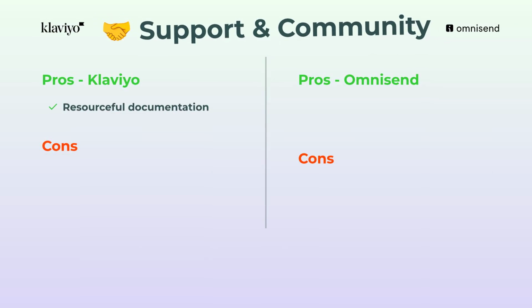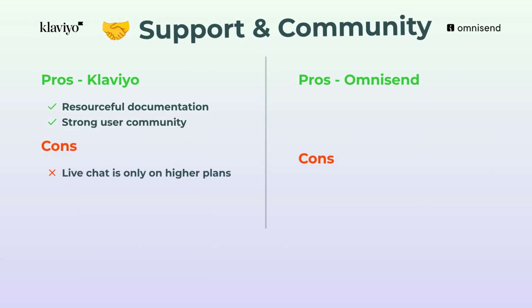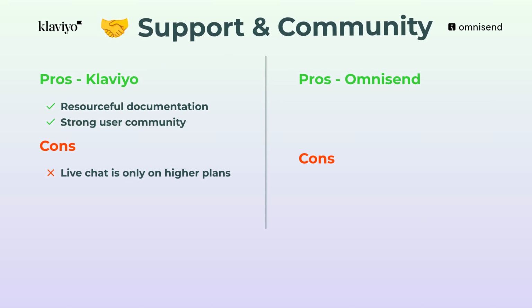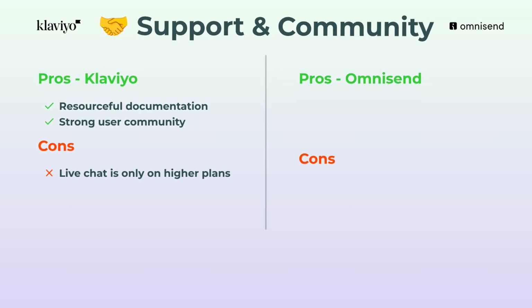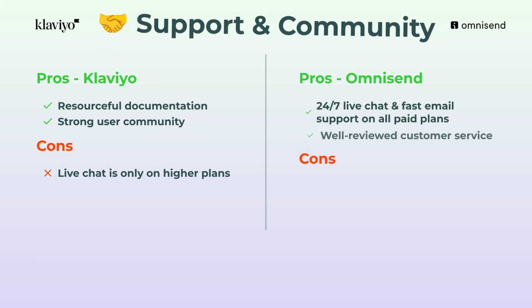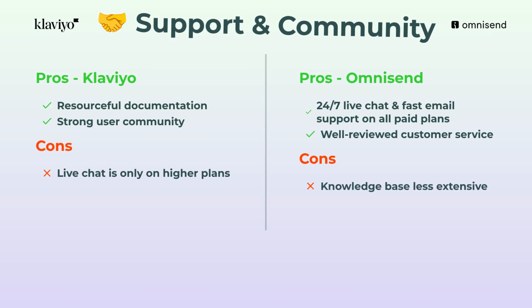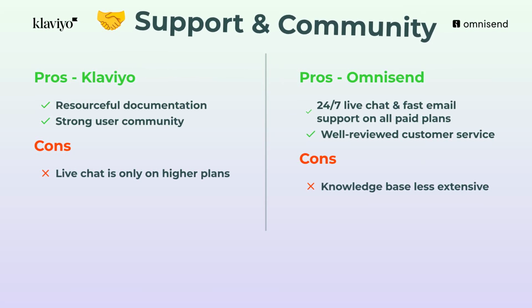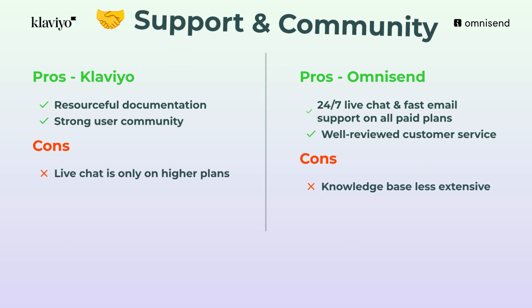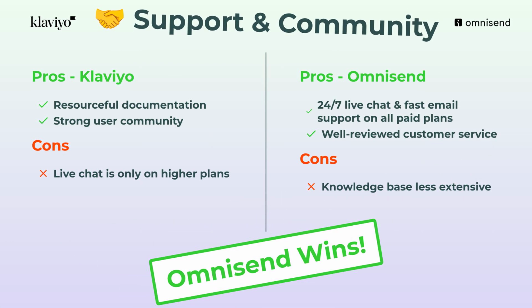Let's talk support and community. Klaviyo, tons of well-written docs and an active crew of users you can talk to, but live chat, you gotta pay for a higher plan. Omnisend, though, here, a nice surprise, 24/7 live chat and quick email support, even on the lower paid plans. Plus, they get a lot of good feedback for their customer service. Docs aren't as massive as Klaviyo, but the support is on point. So Omnisend takes this area, no question.